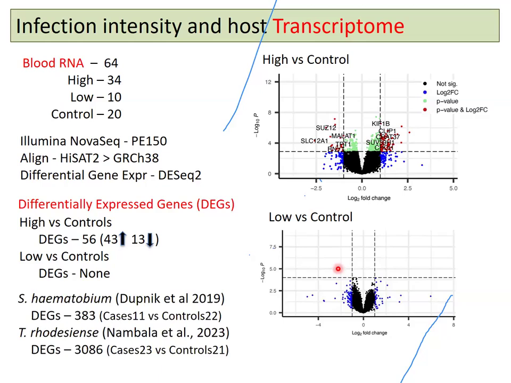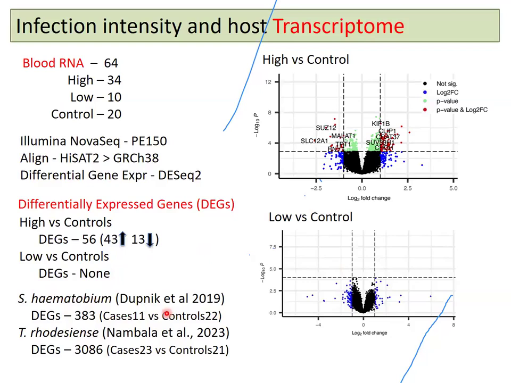And what did that tell us? When we compare to other studies, there's a study that was carried out in Tanzania on children and adults. In this study, they were able to identify 383 differentially expressed genes. They had 11 cases, 22 controls.